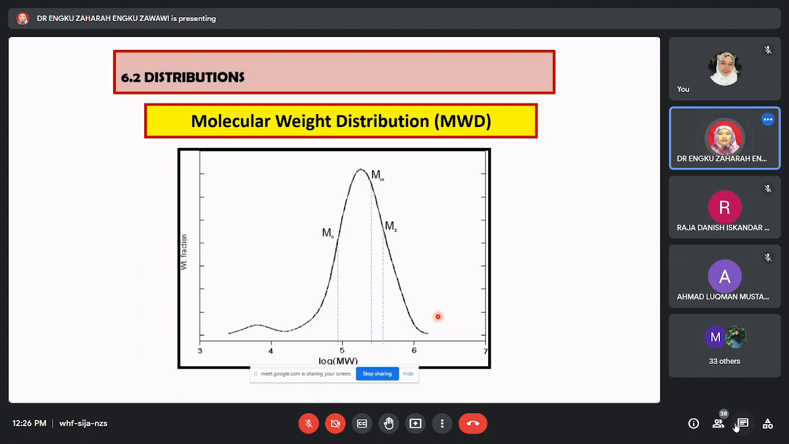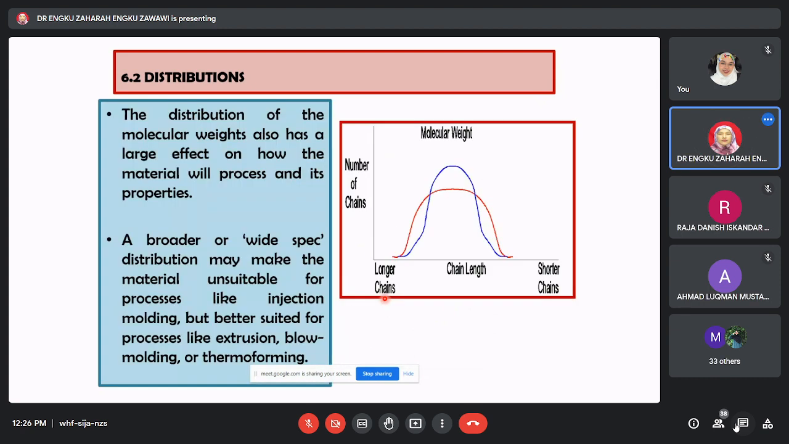Okay, so kita akan dapat curve macam ni. So the curve ialah the distribution curve. Okay, taburan. So kita akan calculate lah untuk setiap ni. Untuk setiap ni. Okay, dia berbeza-beza dia punya ni. Alright. So the distribution of the molecular weight also has a large effect on how the material will be processed and also the properties. Okay, for example kat sini kita ada dua distribution curve. Okay, so yang ni ialah the broad one, lagi lebar, yang ni ialah a bit narrow.